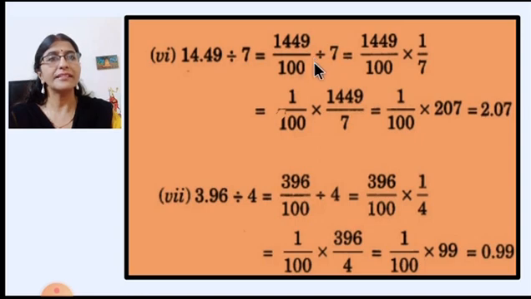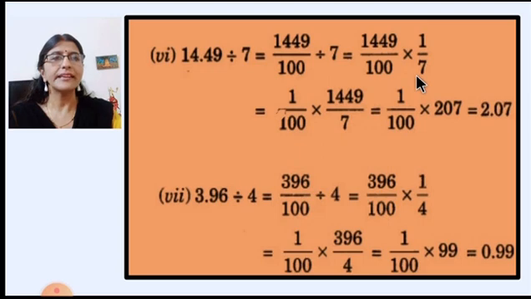Now we have learned this before. When division is there, we can write multiplication. But the number which is after the division has to be written in reciprocal form. So the same method we are going to follow. 1449 upon 100 as it is we will write. This division will change to multiplication, and this 7 can be written as 7 upon 1 also if you want, and then we'll write the reciprocal form of this number. It will be 1 upon 7.